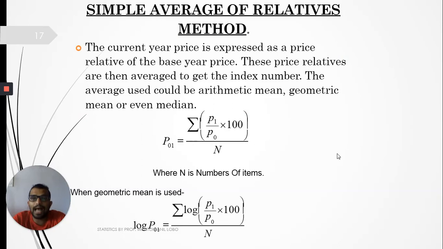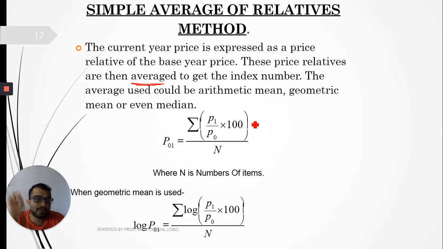Simple average of price relatives. Now how do we go about this method? Again, it's literally very simple. Let us see. The only difference here, students, is that the current year price is expressed as the price relative of the base year, and these price relatives are later totaled and averaged. Understand this. See the formula here.